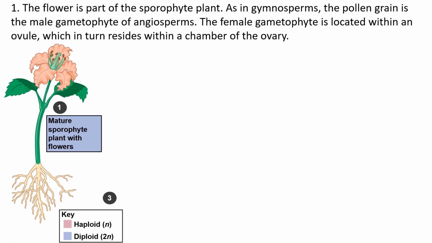For the first step, the flower is going to be the sporophyte part of the plant. And like the gymnosperms, the pollen grain is going to be the male gametophyte. We're going to have pollen on those anthers for the male part. And the female gametophyte is going to be located in the ovule, so that is where the ovary is going to be contained within the flower.